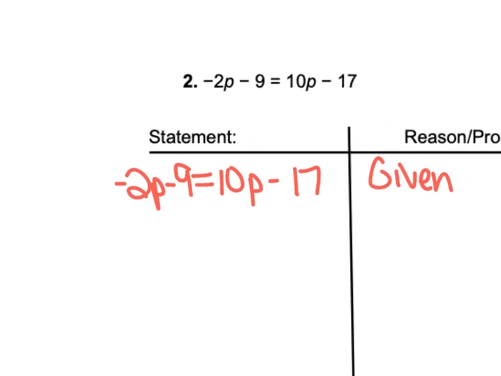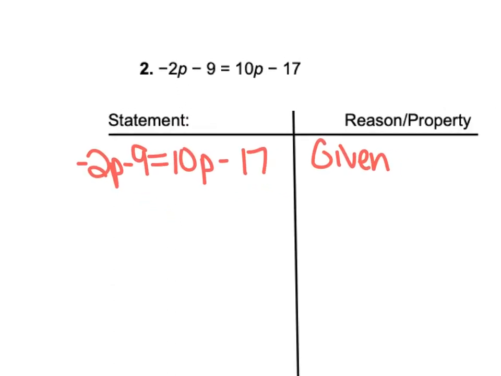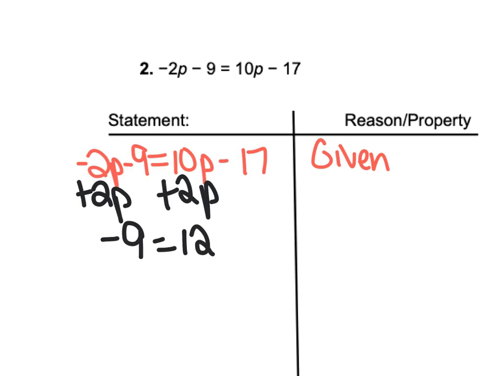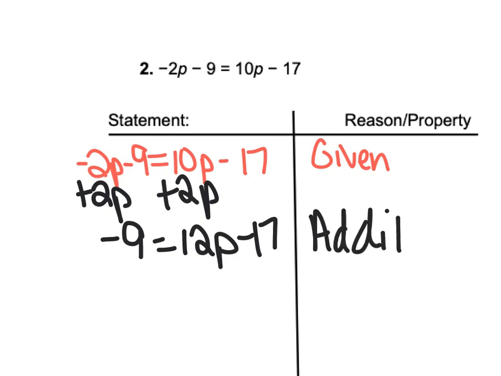Okay. Then I look, all right, what am I going to do first? Well, I should probably get my variables all on one side. So I'm going to add 2p to both sides. And my result is negative 9 equals 12p minus 17. Well, what did I do to get that? I added to both sides. So that's the addition property of equality.